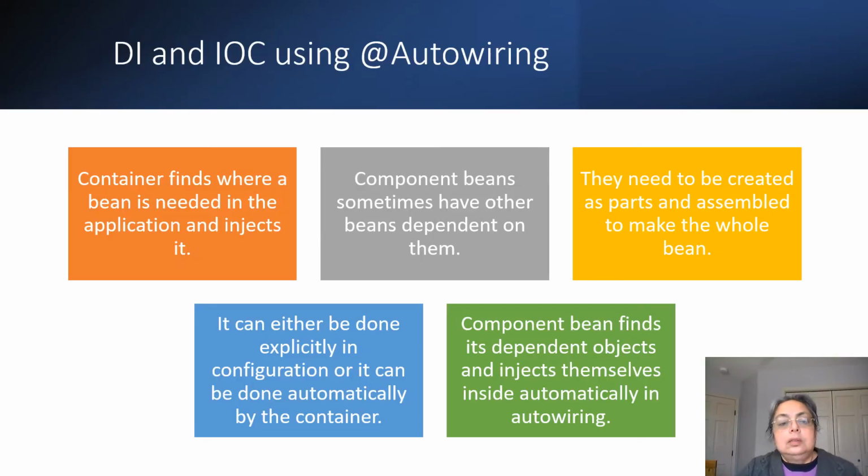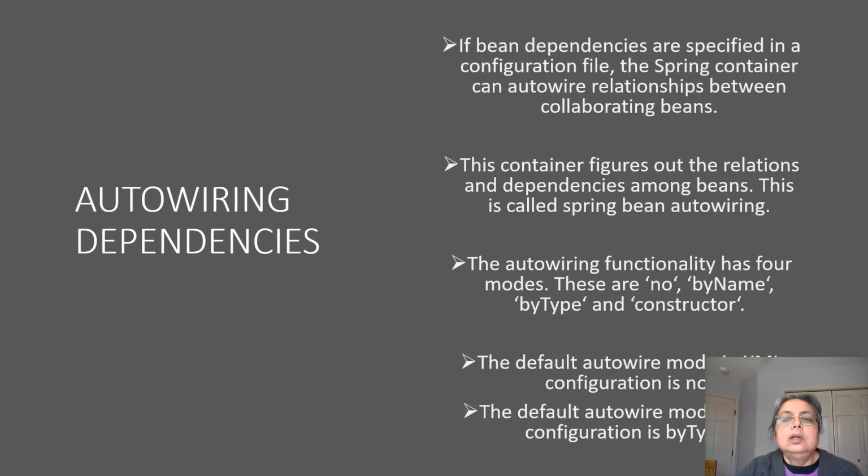So in terms of the container and beans and objects, the container finds where a bean is needed. The container supplies the bean, but before that, it has to assemble the bean by finding all the dependent beans and assembling, much like you have to assemble a fridge outside of your kitchen, and then bring it in and plug it in. So with autowiring dependency, like I said, the container finds the dependencies and plugs them in where needed.